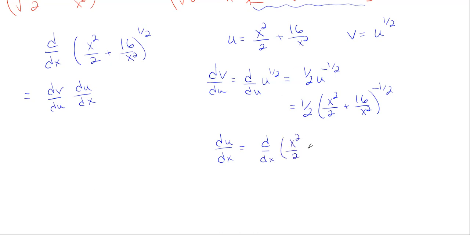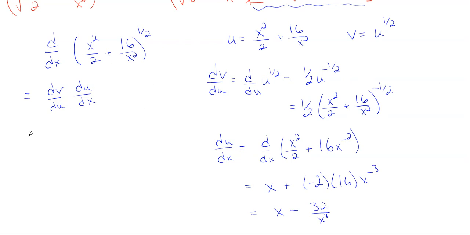So it'd be x squared over 2 plus 16x to the minus 2. Instead of having it in the denominator there, we'll just take it to the minus 2 power. Now, this is what we end up with: x plus minus 2 times 16x to the minus 3. So what we end up with here is x minus 32 over x cubed.